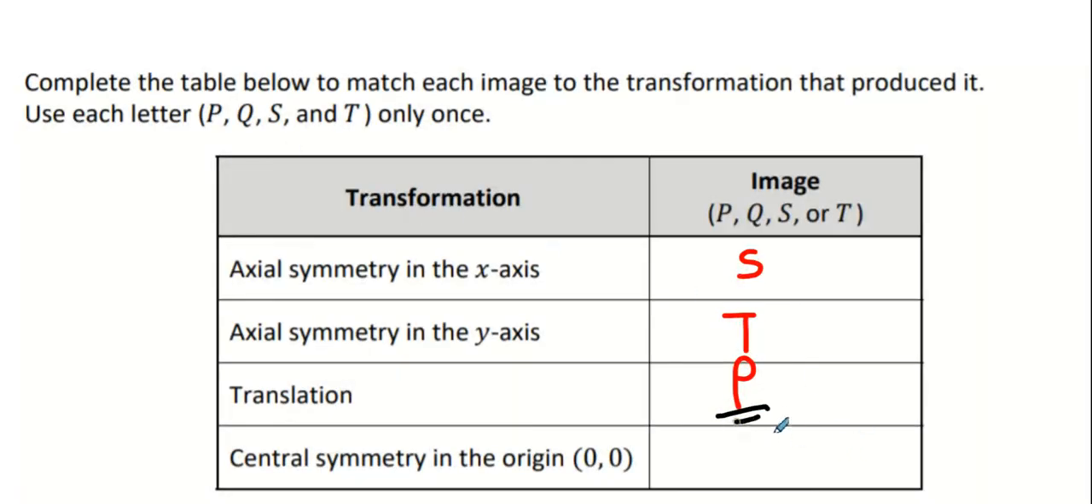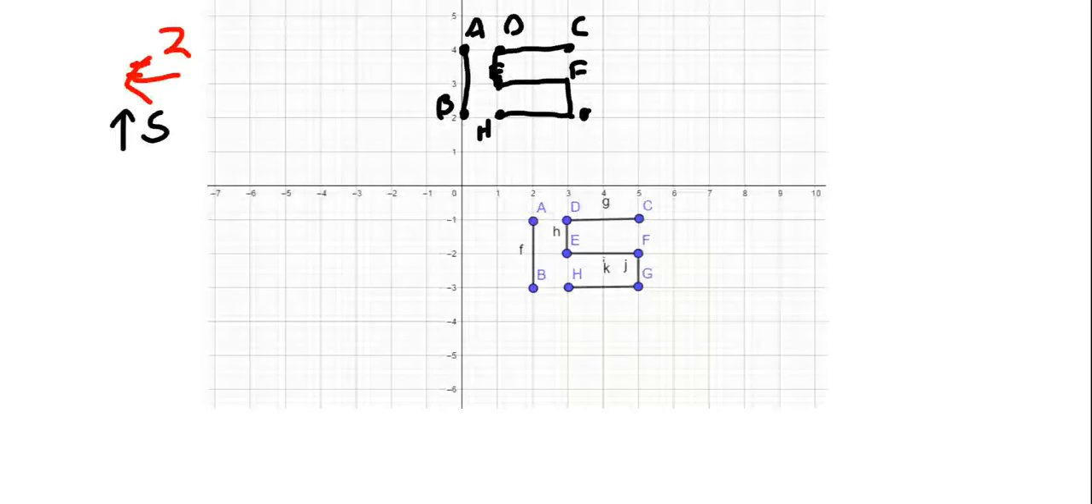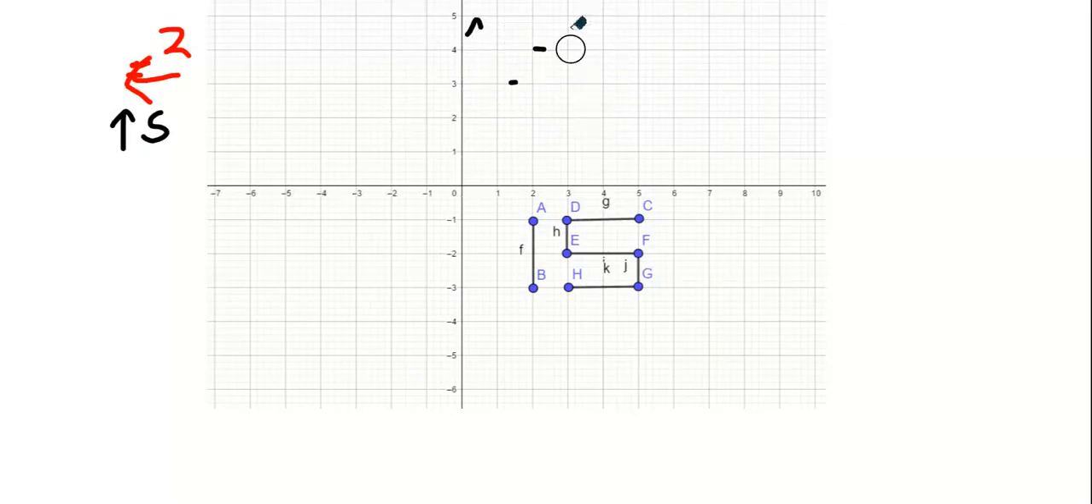Okay, no shape is given. And by process of elimination, the last one is central symmetry in the origin. So that must mean, PQ, that must be Q. But let's look at what central symmetry in the origin actually means. Well, central symmetry in the origin means this, guys, that you go to the origin and you go the same distance out. So for example, A goes 2 blocks and 1 up to get to the origin, then it must go another 2 blocks, 1 up to pop out the other side.